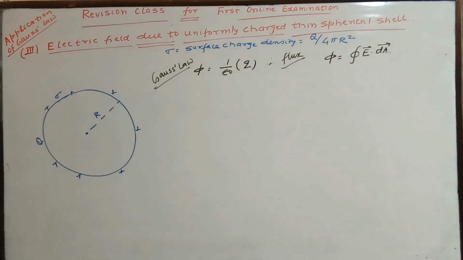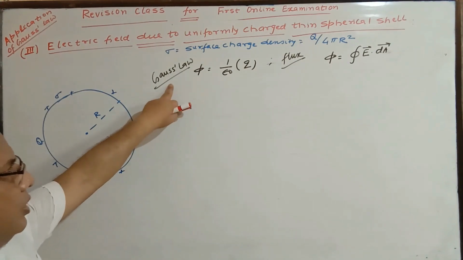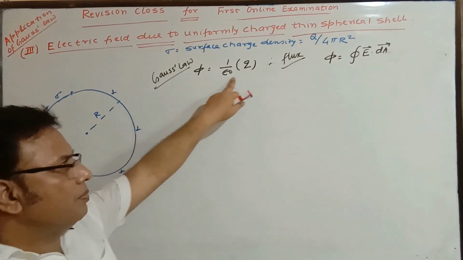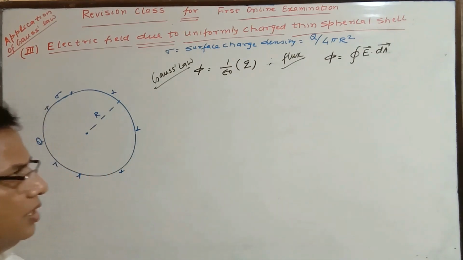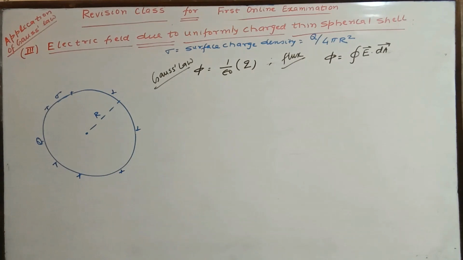Next, the electric field due to a uniformly charged thin spherical shell. In all the cases, what you see, we had been using Gauss's law, phi equal to 1 by epsilon naught times charge q, and flux phi equal to integral E dot dA. This is a shortcut way to find it out.